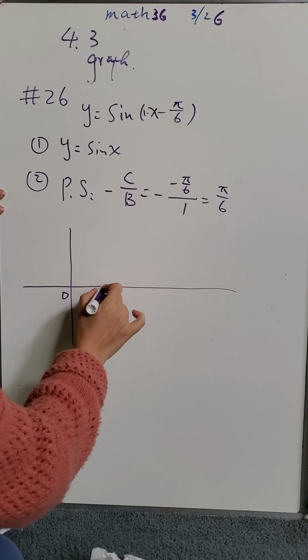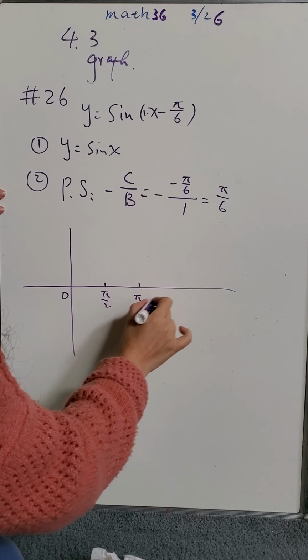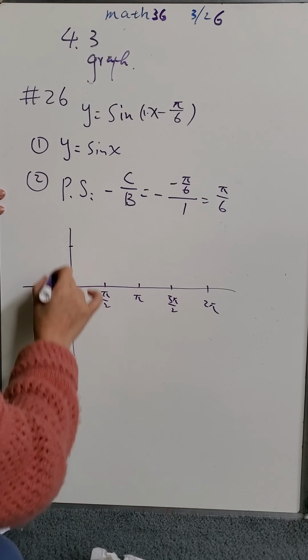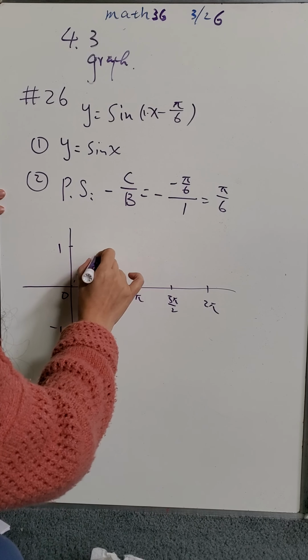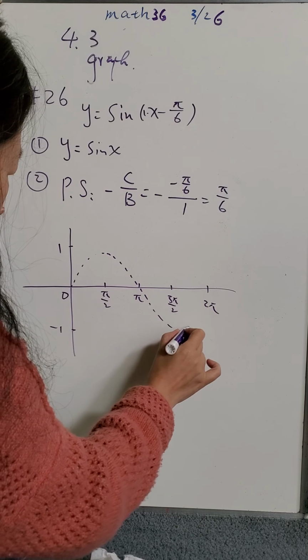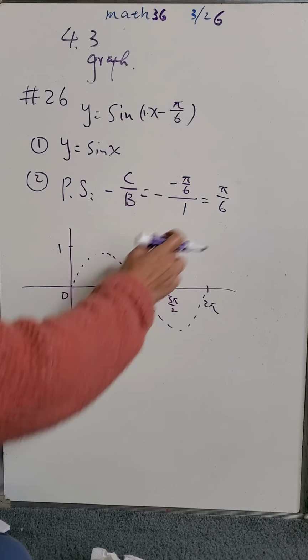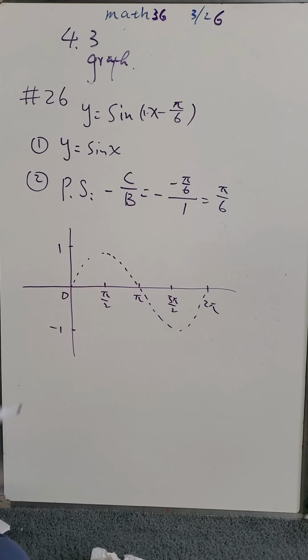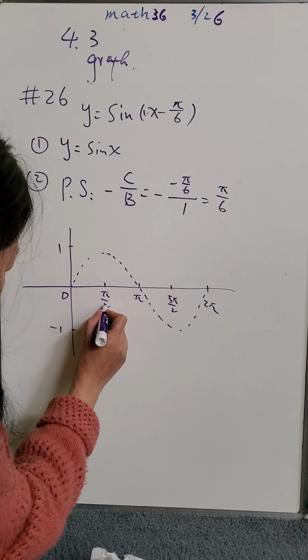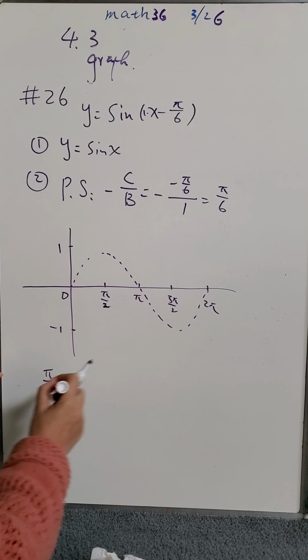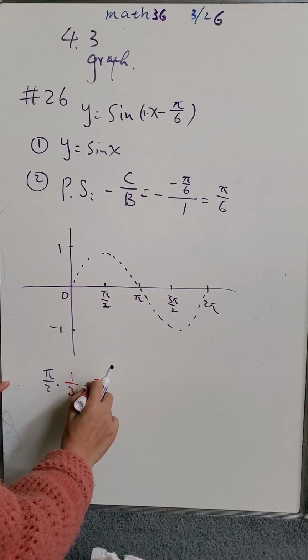we first graph this one. So this is pi over 2. That's still the standard graph, 3 pi over 2, and then 2 pi, and 1, negative 1. So your graph is like this. That's y equals sine x. Now, how am I going to get pi over 6 from here? If you take the pi over 2 times 1/3, that'd be pi over 6. So I take pi over 2 multiplied by 1/3, that's equal to pi over 6.